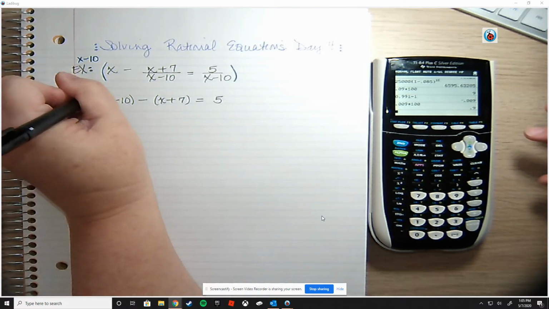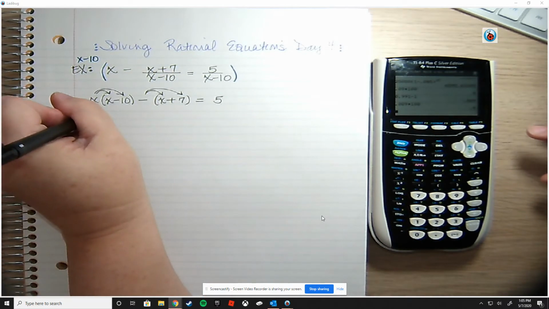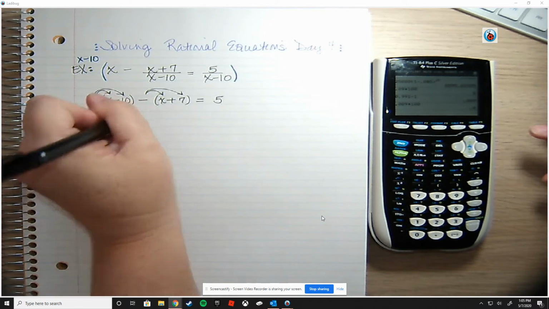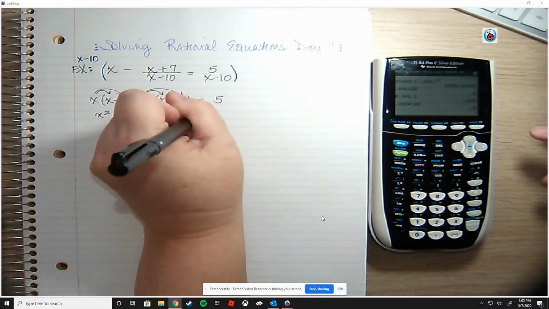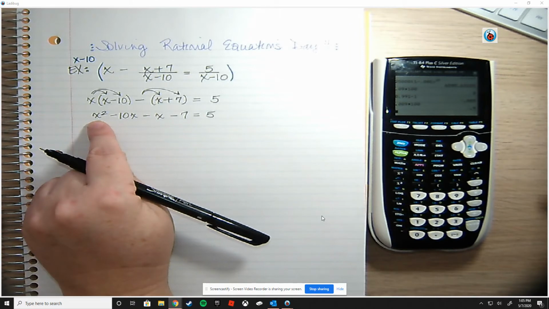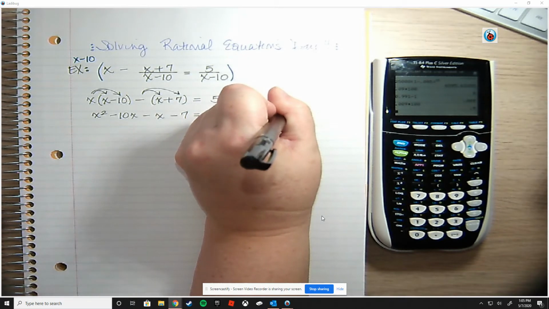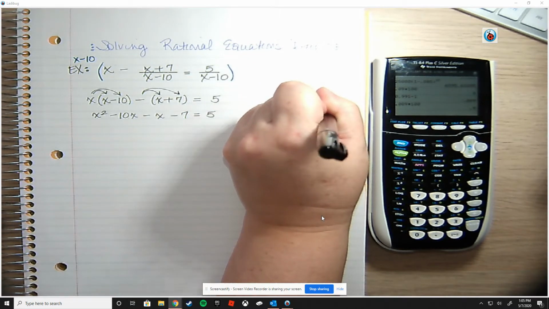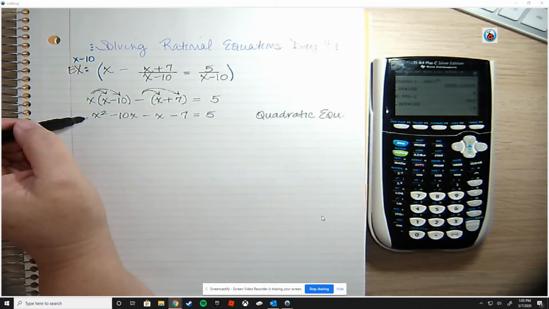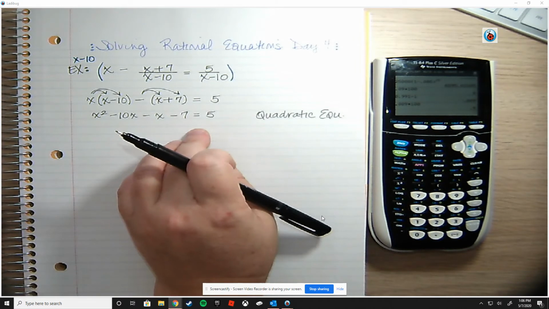All right, I'm going to distribute. We have to distribute a -1. So I get x squared minus 10x minus x minus 7 equals 5. Okay, now right here, because that x squared has now become a part of the equation, this is now a quadratic equation, which means I can solve this with various methods. I can use factoring to solve and find the roots, or I can use the quadratic formula. Okay? All right, so that means I need to combine like terms, and it needs to equal 0.